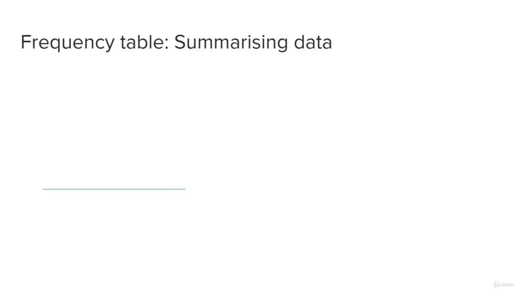Frequency table isn't a type of visualization. It is basically a strategy, a technique which we use to summarize data. So it's important for you to remember that we are using frequency table to summarize the numerical data. So numerical data is of two types, continuous and discrete. For now, we're talking about continuous data set. Let's consider continuous data set.